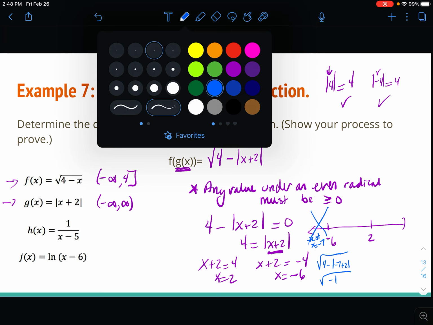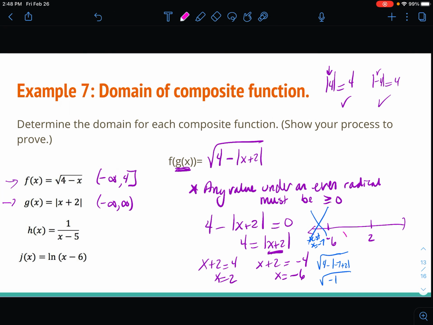Now let's test x equals 0. So we'll say that's the square root of 4 minus the absolute value of 0 plus 2. And that would get us the square root of 4 take away 2. Sorry, I keep saying absolute value, but now we are at the radical. So it's the square root of 2, which does work. So far so good there.